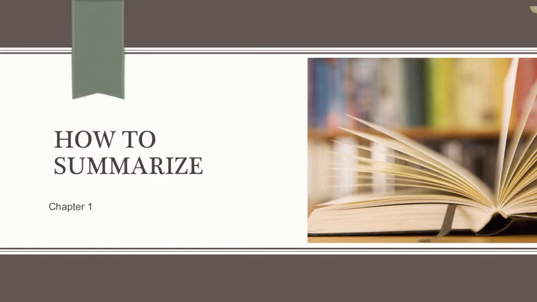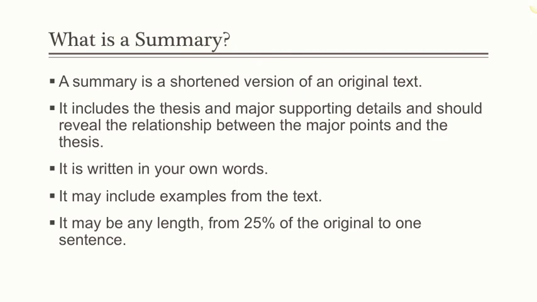This week we're going to discuss Chapter 1, which is how to summarize. What is a summary? A summary is simply a shortened version of an original text. It includes the thesis and the major supporting details of your original piece, and it should include a discussion about how the major ideas work together in that piece. It's always written in your own words, and it can include examples from the text.